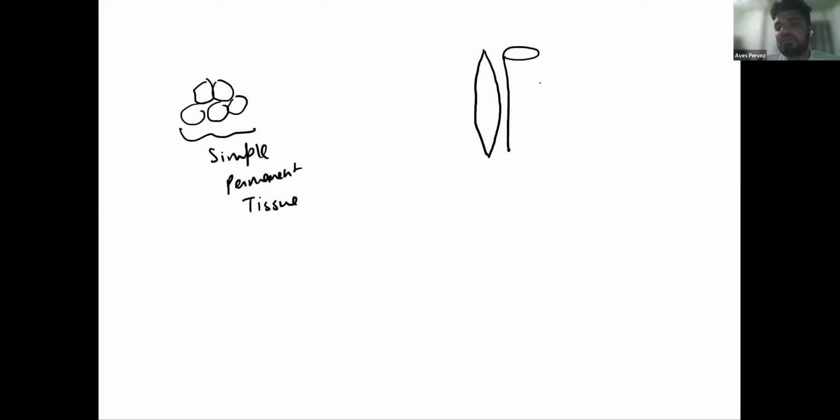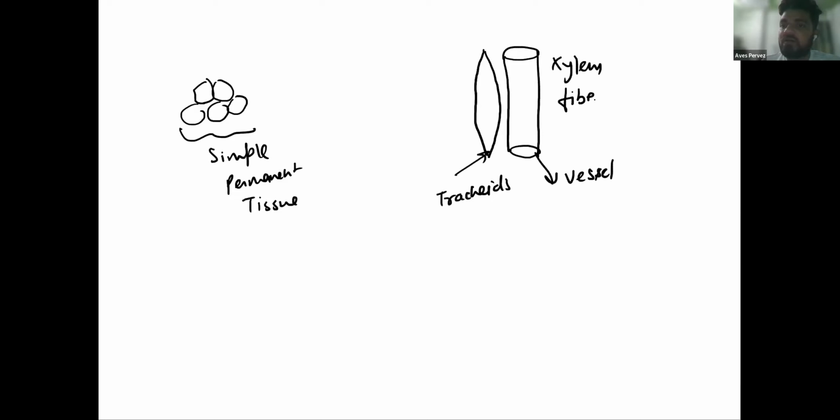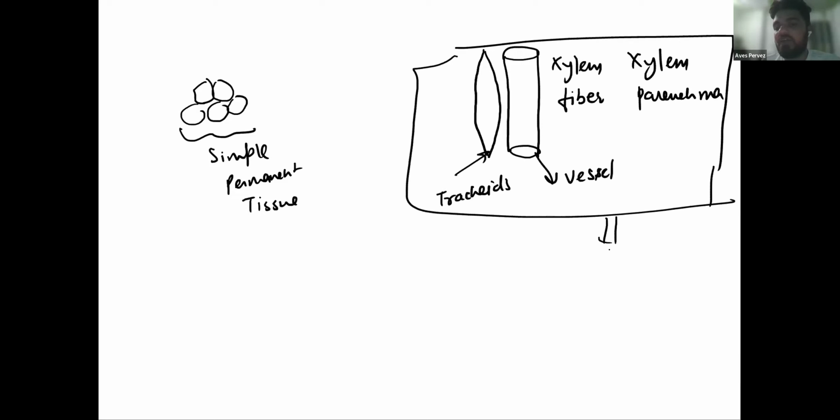But what is happening if there are two different types of cells, like we have tracheids and vessels? Vessels are cylindrical in shape and tracheids are spindle shaped. So they are two different types of cells, and like we have xylem fiber and xylem parenchyma. So dear students, these four types of cells join together and form a tissue that is called xylem tissue. Xylem tissue consists of tracheids, number one, then vessels, then xylem fiber, and xylem parenchyma.